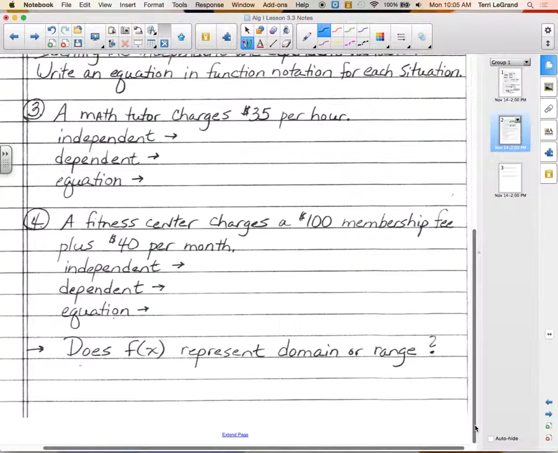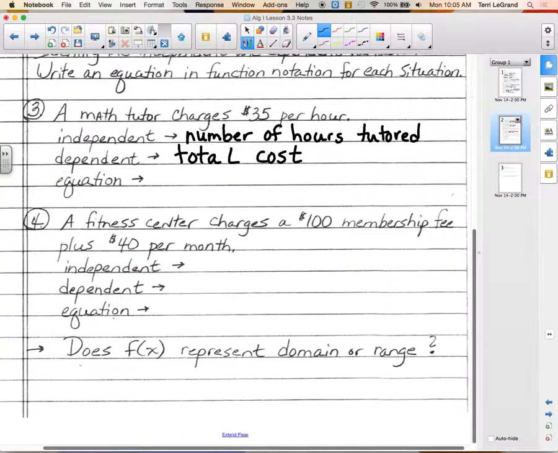Okay, what's the independent variable in this one? In other words, what's the x going to represent in this situation? Number of hours tutored. Yeah, number of hours tutored. You get to pick how many hours you want to be tutored. And then what's dependent upon how many hours you are tutored? Total cost. Total cost again. So how much you're going to have to pay in total is dependent upon how many hours you are tutored.